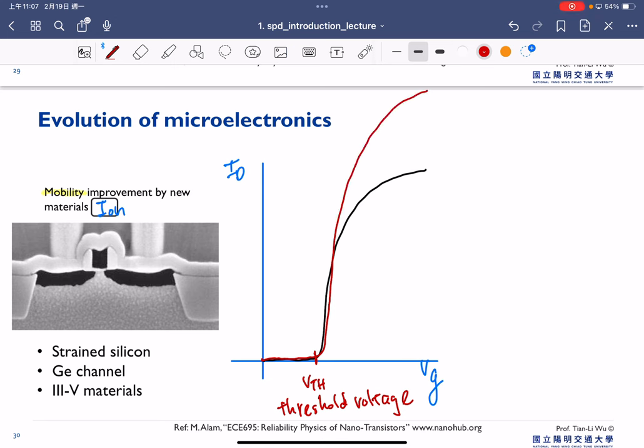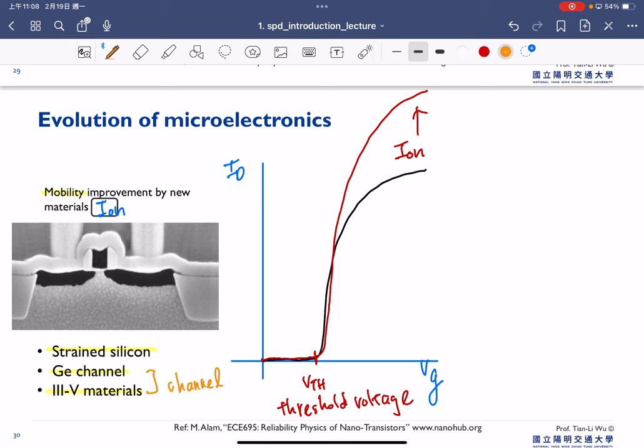So you have to understand the basic idea. Higher current is also related to higher performance. So we want to have a larger ion here. So that's why we start to employ strained silicon. Sometimes we use a germanium channel. Sometimes we use a III-V material. And these are used to improve the channel.